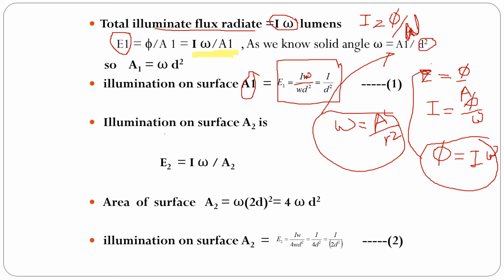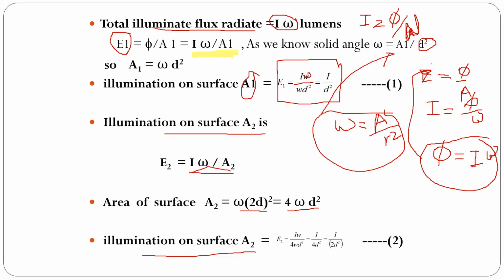Similarly, for surface A2, I get I omega by A2. So the area of surface A2 is omega into 2d square. So I am getting 4 omega d square. So the illumination on the surface A2 is now I omega upon 4 omega d square, means I by 4d square.